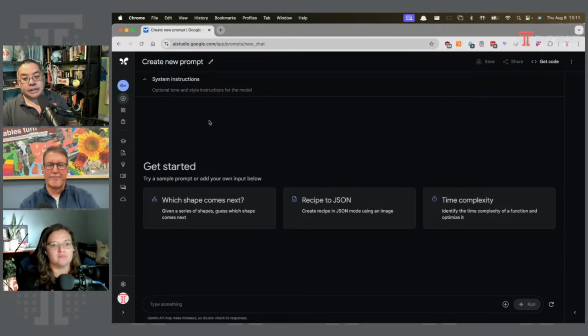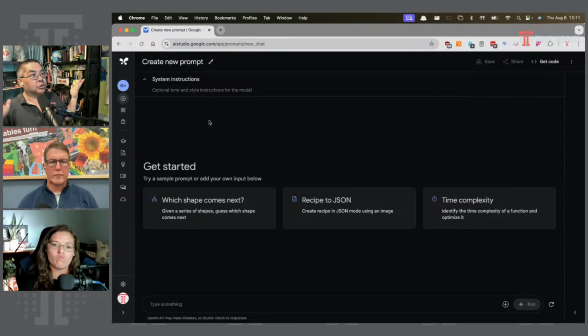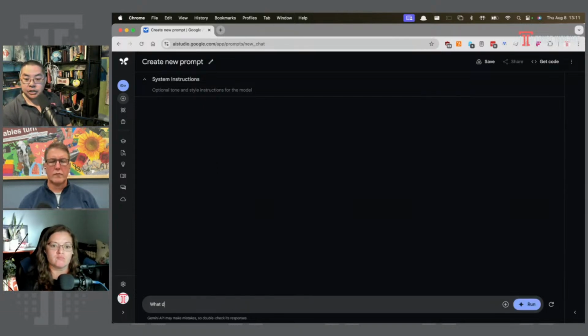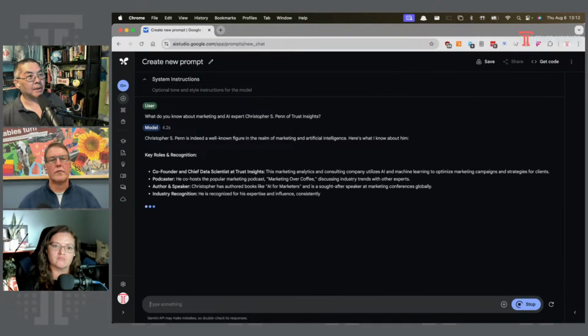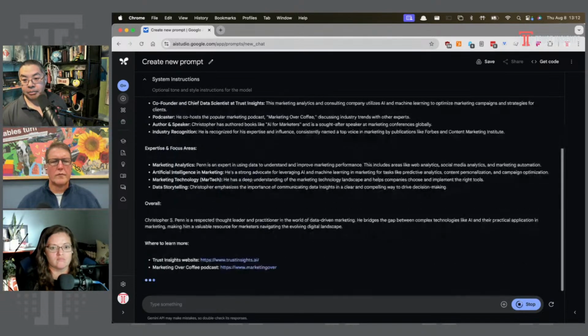So to do this, I'm going to use the Gemini 1.5 model. Again, you can use whatever language model you want. But I'm going to start off by saying, what do you know about marketing and AI expert Christopher S. Penn of Trust Insights? So we're skipping straight to the PAIR framework, the Trust Insights PAIR framework, priming the model. I want to see if it knows who I am, because that's kind of important.